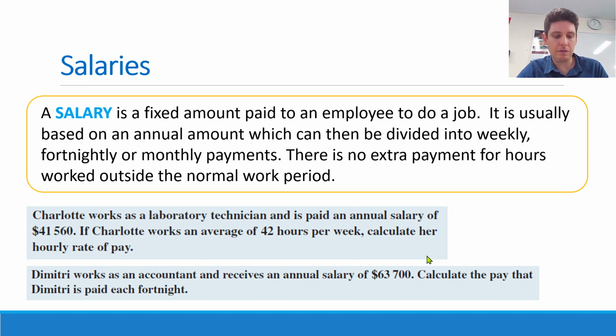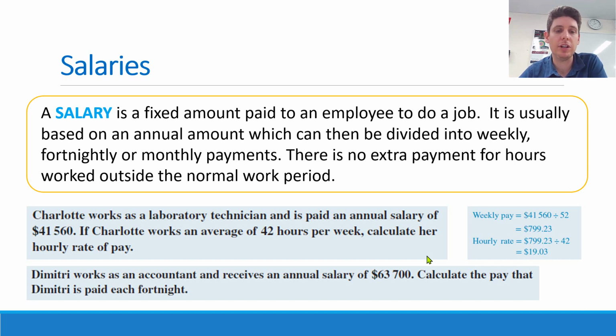So let's do 52 times 42 to get the total amount of hours in a year, 2,184. We then divide the total amount, 41,560, by that number that we just found, 2,184. And you should have got $19 per hour, or 19.03, sorry, I didn't go to cents.